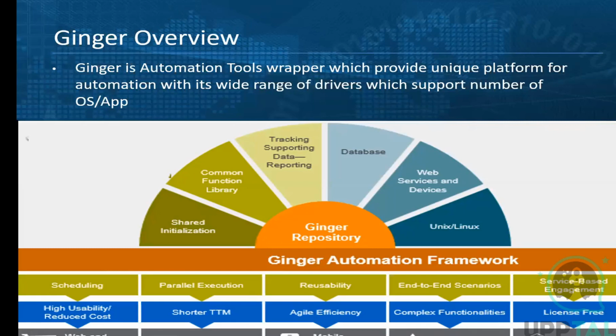Using a single click, one-click automation, it will be executed end to end. We call it end to end. Why? Because from this end to this end it should be executed very fluently. It should not stop after executing only the web part, and for window based we have to execute again, not like that. So end-to-end scenarios can be automated using Ginger, which handles complex functionalities.